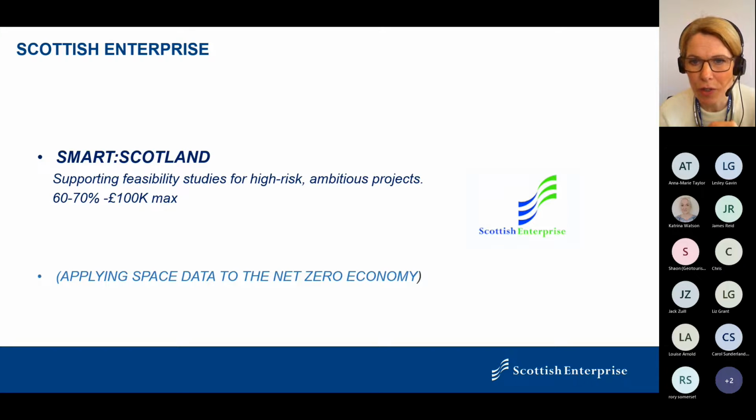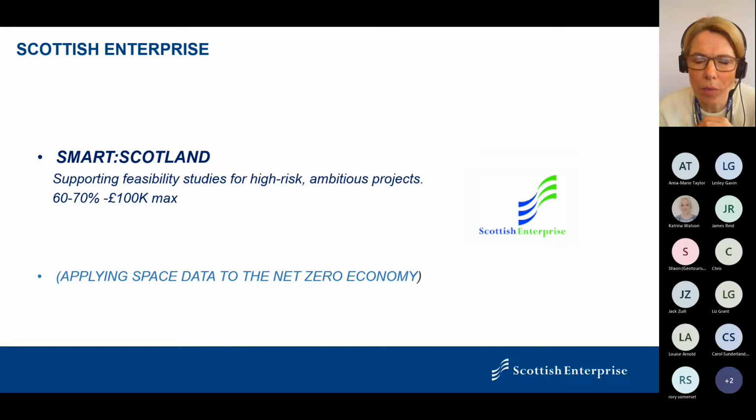Rate of intervention depends on the size of the company, and it's up to 100k max. So it would encourage companies to contact us if these things are of interest. We're taking more of a call-based approach. Whether there are other ones in this specific area, the space data area, I don't have visibility of that at this stage, I'm afraid, but keep your eyes open.